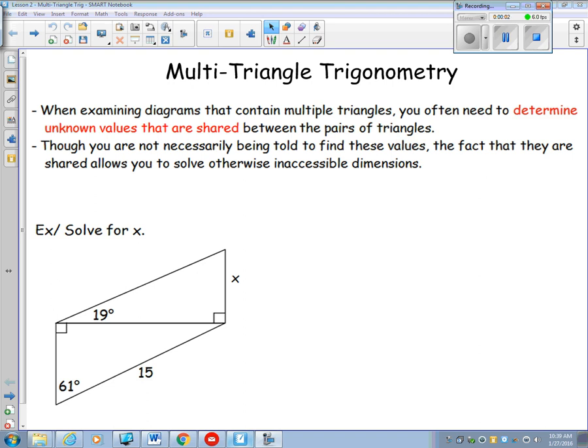So lesson 2 in the trigonometry unit, say we're looking at multi-triangle trig, that is problems that involve more than one triangle at a time. Some of the keys here are you're often going to have problems that you can't solve directly. You may have to have steps or multiple parts to get to the answer that you want. Okay? Sometimes you got to break a problem into 2 sections or 3 sections. Sometimes you have to find a shared side or a shared angle.